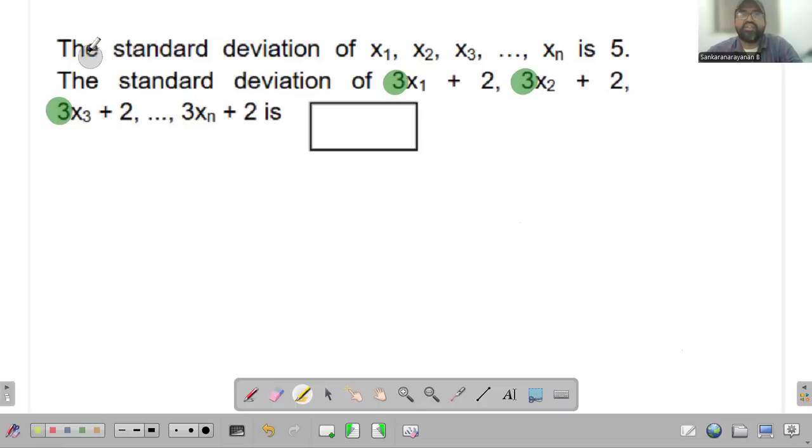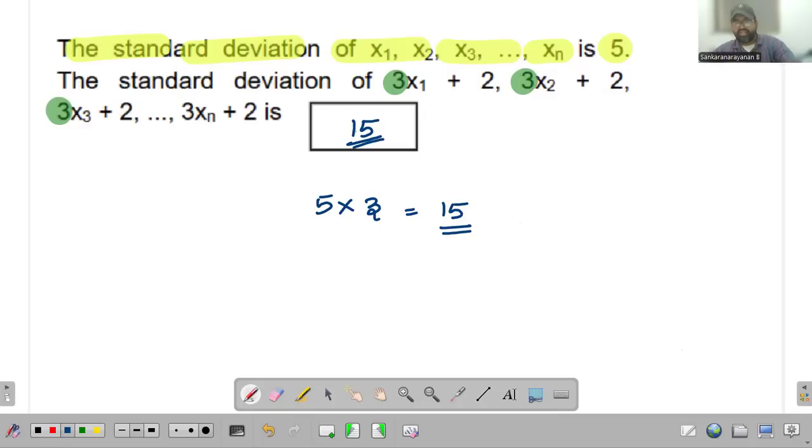If the given standard deviation for this set of observations is 5, then when you change each value to 3 times the original number plus 2, the standard deviation will become 5 into 3. That is, the previous standard deviation also becomes 3 times. So 5 into 3 is 15, the revised standard deviation. So for question number 21, my answer is equal to 15.